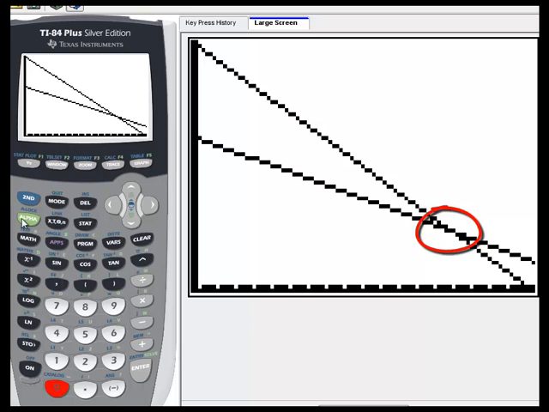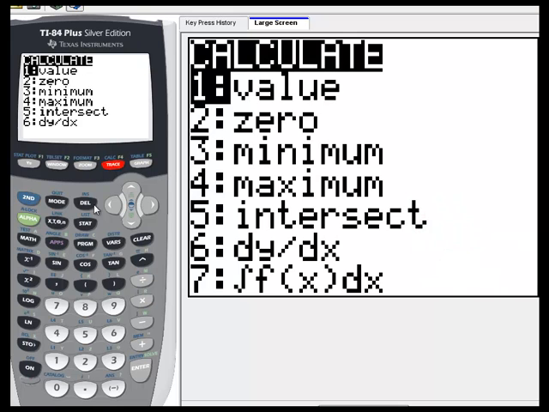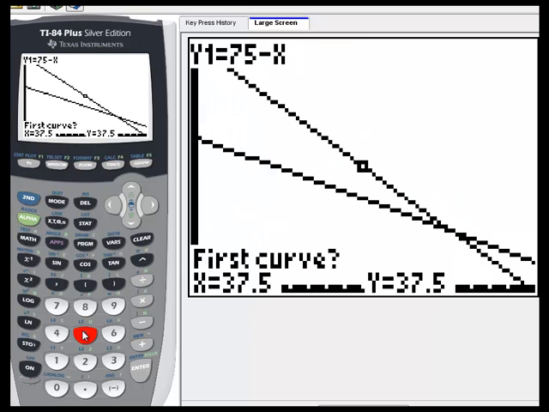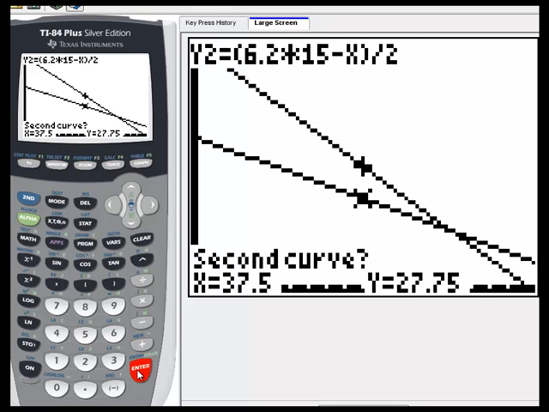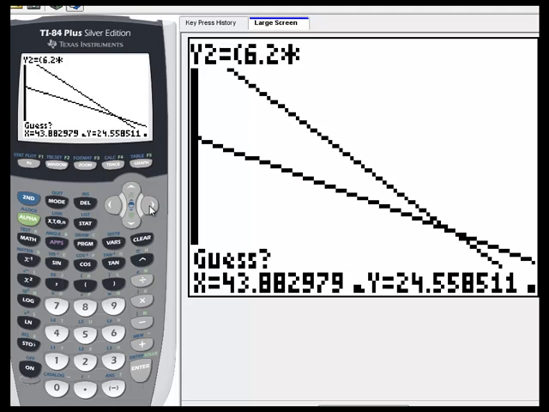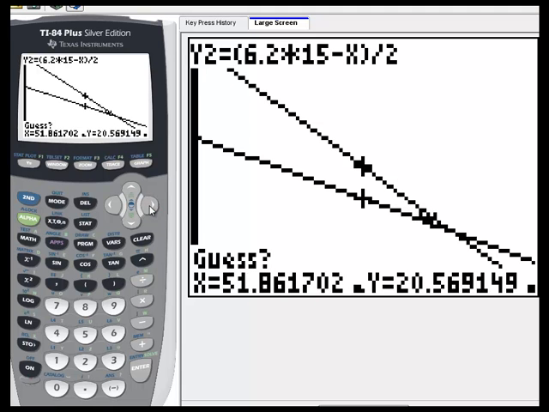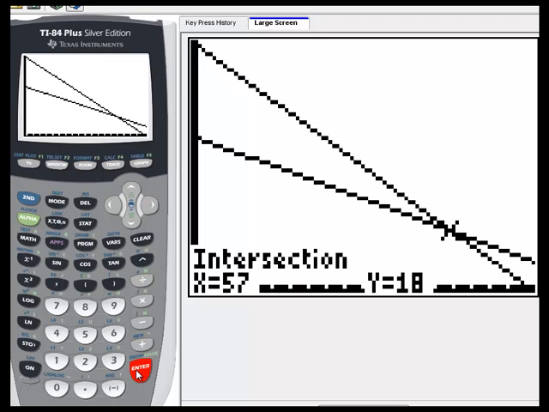Let's go get it. Second, calculate, intersect. That's our y1, first curve. That's indeed our y2, second curve. For a guess, let's move that calculator cursor to be about at the intersection, about there. Okay, let's go ahead and record this as a conclusion, interpreting it at the same time.